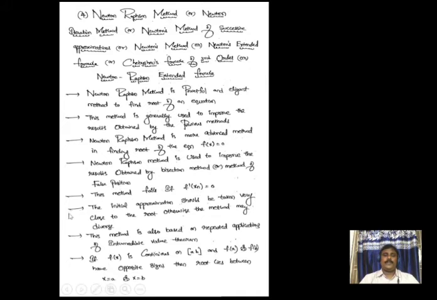The initial approximation should be taken very close to the root, otherwise the method may diverge. We already know that it must converge, not diverge. This is also based on the intermediate value theorem. We already know that the intermediate value theorem says: if f of x is continuous on the closed interval a b, and f of a and f of b have opposite signs, then the root lies between a and b. So these are the important points on the Newton-Raphson method.